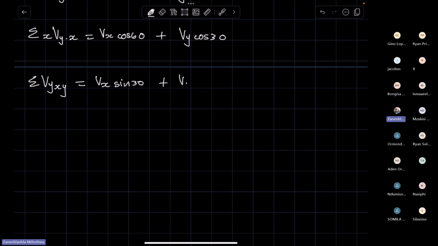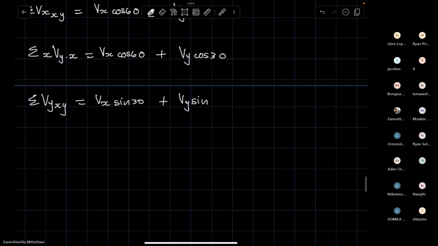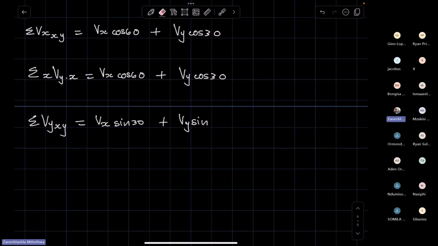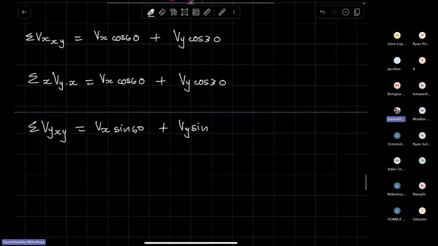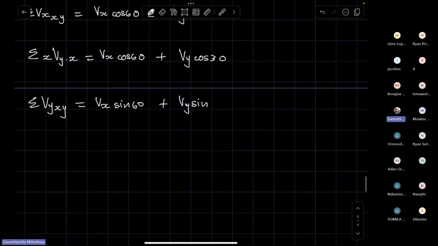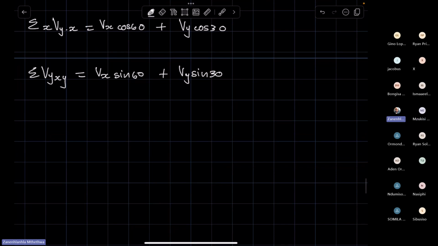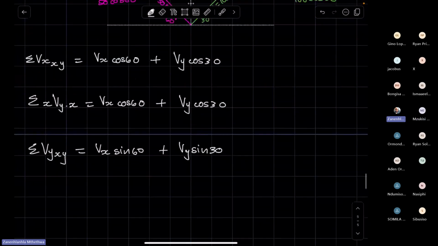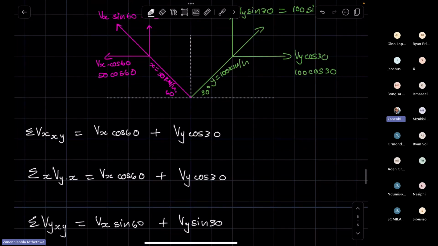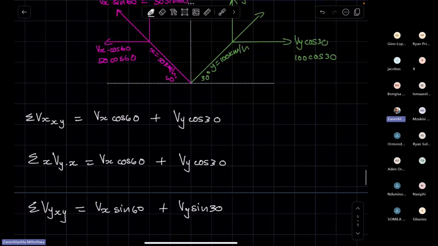plus vy sine, what is this? Wait, x. So x is 30. I mean, x is 60. This is supposed to be 60. And then vy, y is sine 30, right? And then, of course, make your substitution, right? But this is the attempt you would take then.